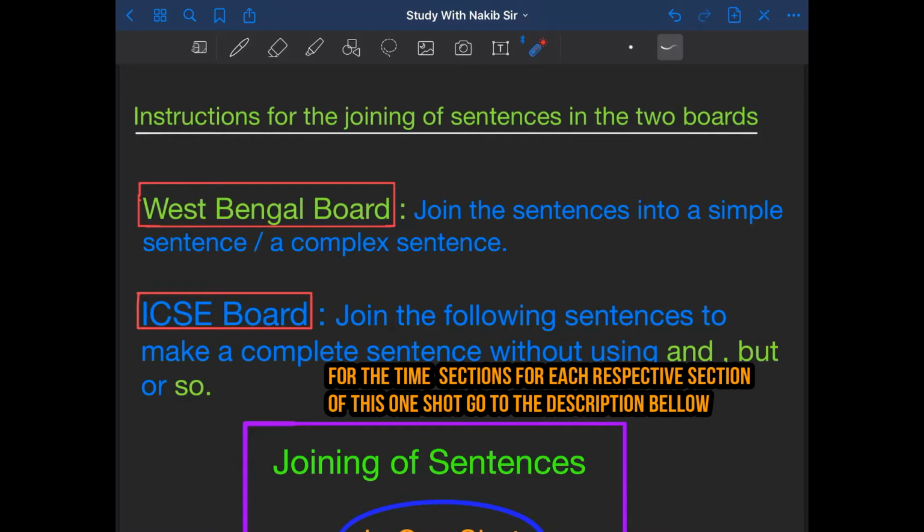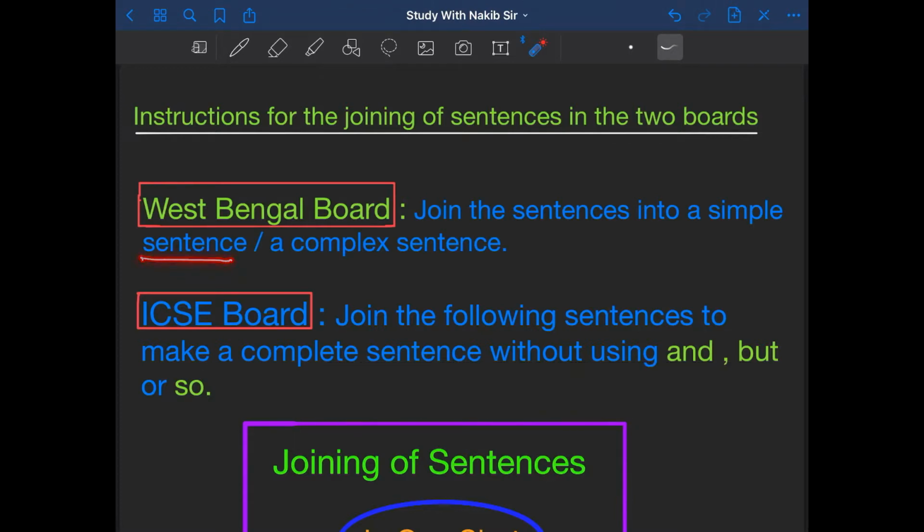Okay, students of West Bengal Board have to join the given sentences either into a simple sentence or into a complex sentence. As per instructions given in the question paper, compound sentences are not allowed here. But the ICSE students are free. They can join the sentences into a simple sentence or a complex sentence. They can even use compound sentences on condition that the combined sentence must not have and, but, or so.